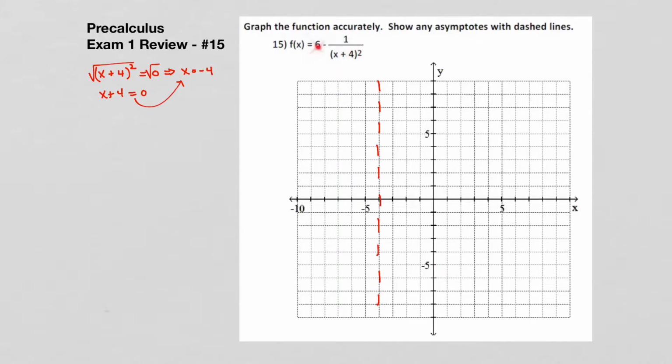Except in this case, we have a vertical shift. So since this graph is being shifted up 6 units, that shifts my horizontal asymptote up 6 units. And so my horizontal asymptote is y equals 6. So now I'll graph that.